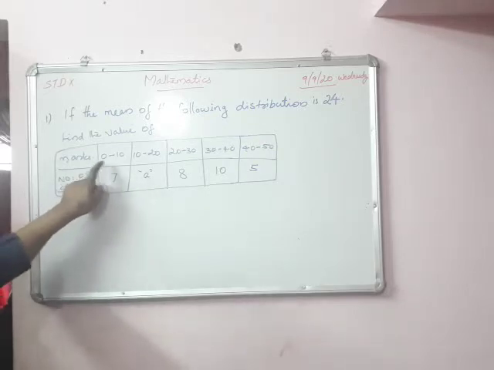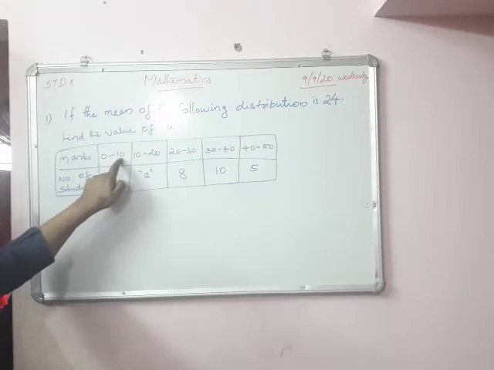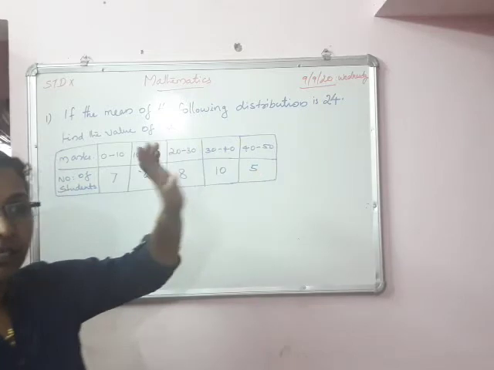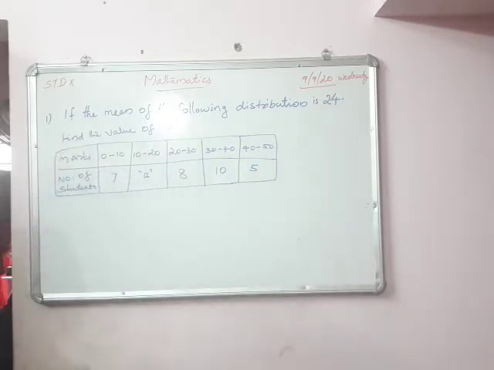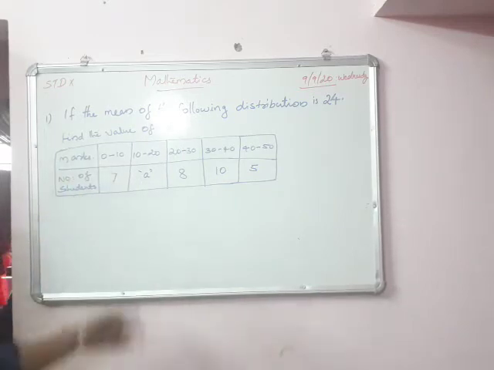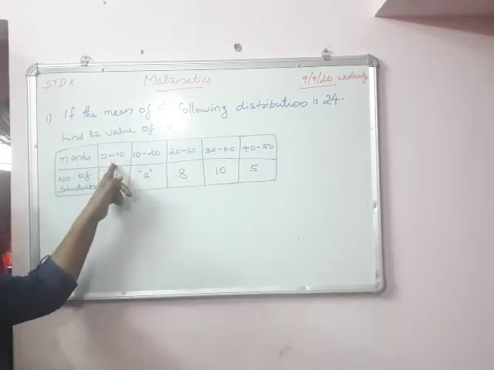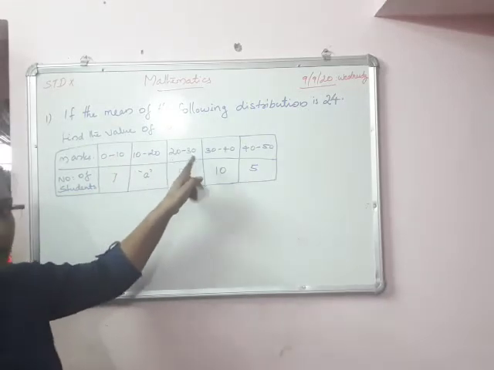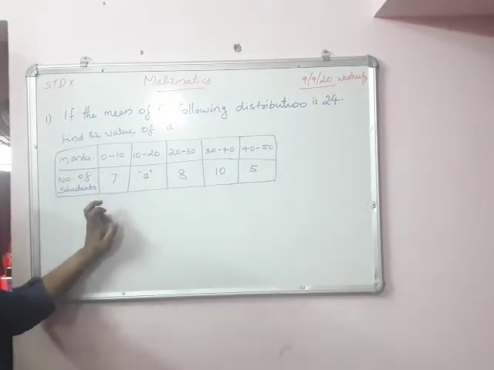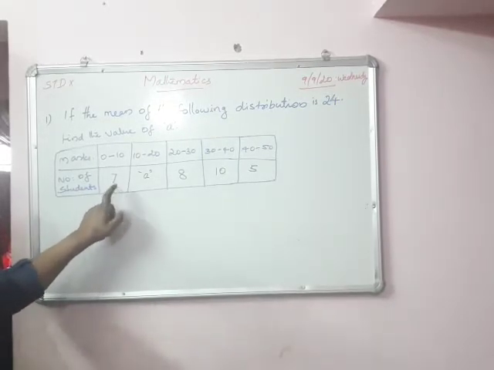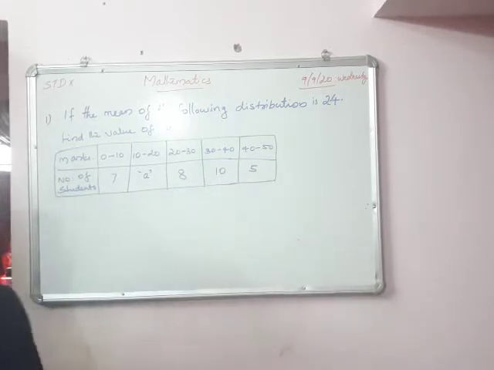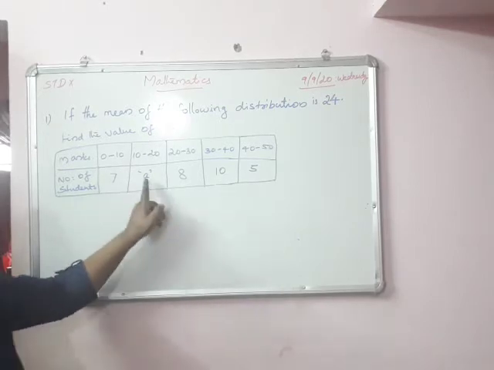Here, marks is given in the class intervals 0 to 10, 10 to 20, 20 to 30, 30 to 40, 40 to 50. But in our previous question, it was in the form of 5, 7, 2 like that. Similarly, number of students means frequency. Frequency is 7, then the unknown one A, 8, 10 and 5. How can we find the value of A?